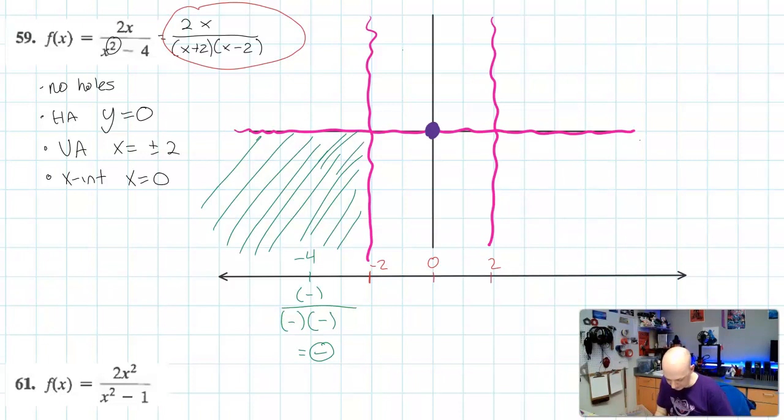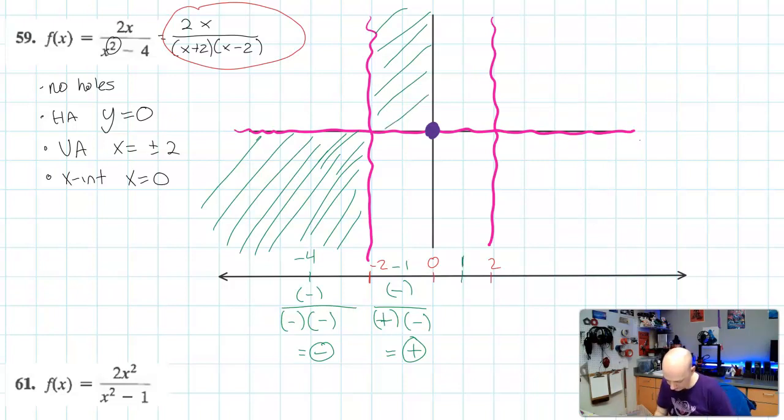Between -2 and 0, maybe at -1, I would have a negative factor on the top. I would have a positive because the x plus 2 factor, or -1 plus 2, is +1. Positive, but -1 minus 2 is negative. So I would now have a positive and 2 negatives. That will be a net sign of positive. So the graph in this region will be above the x-axis.